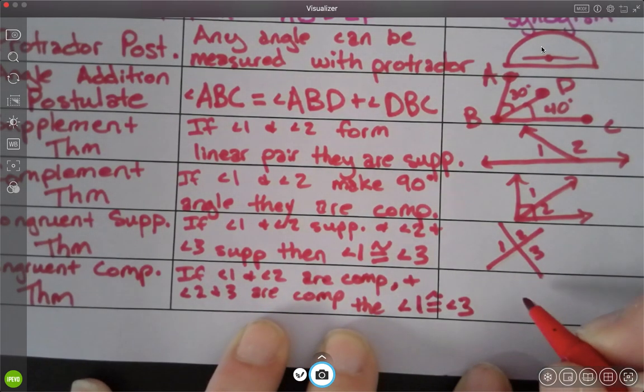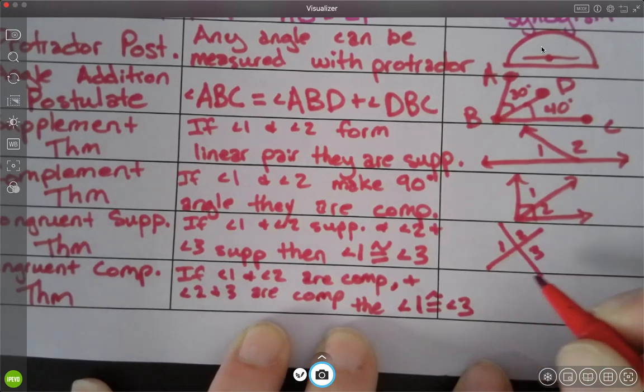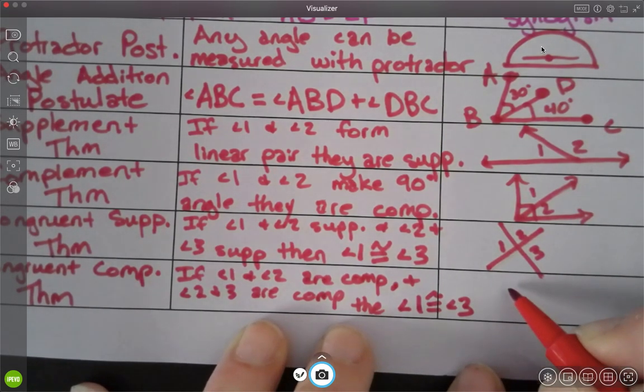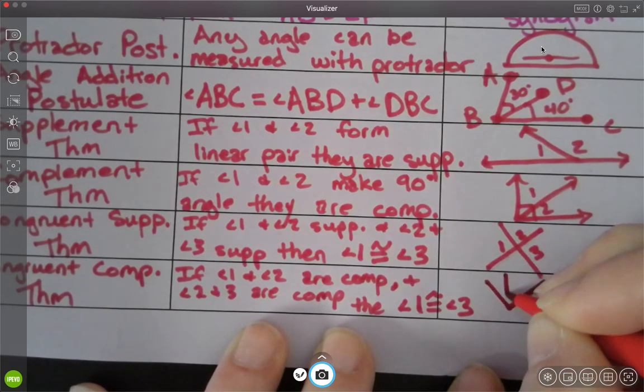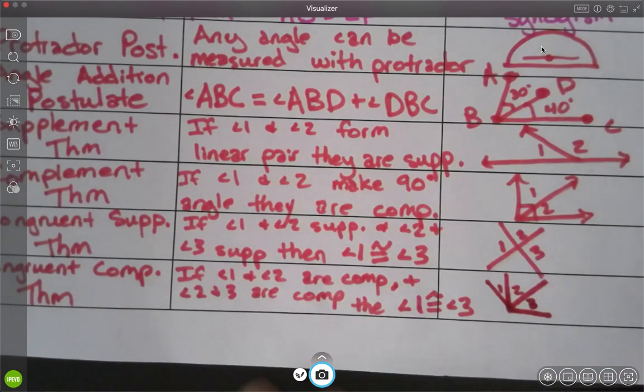I'm going to try my best to draw this here. 1, 2, 3. That was kind of ugly. I do one L that's a 90 degree angle, and then I do another L that's a 90 degree angle, kind of overlapping. 1 and 2 add up to 90. 2 and 3 add up to 90. 1 and 3 are exactly the same. They have to be. Okay.